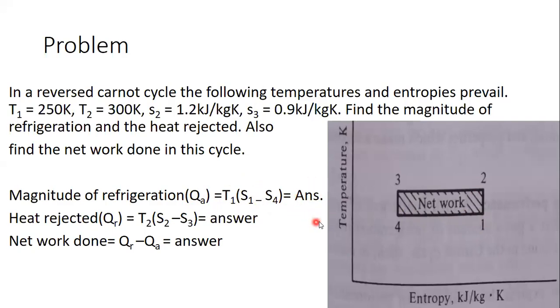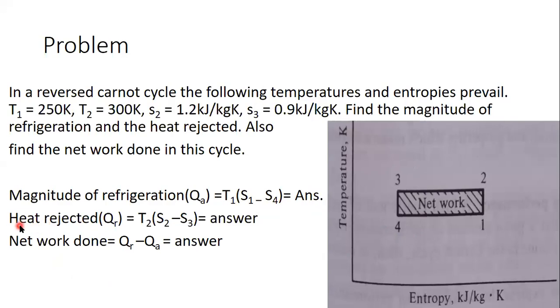You can calculate the answer for yourself. T1, S2 and S3 are given. So here you can see S2 and S3 are given, not S1 and S4. But you can see in the TS diagram, S2 and S1 are the same, S3 and S4 are the same. So there is no confusion. So T1 into S1 minus S4, you can calculate for yourself the answer.